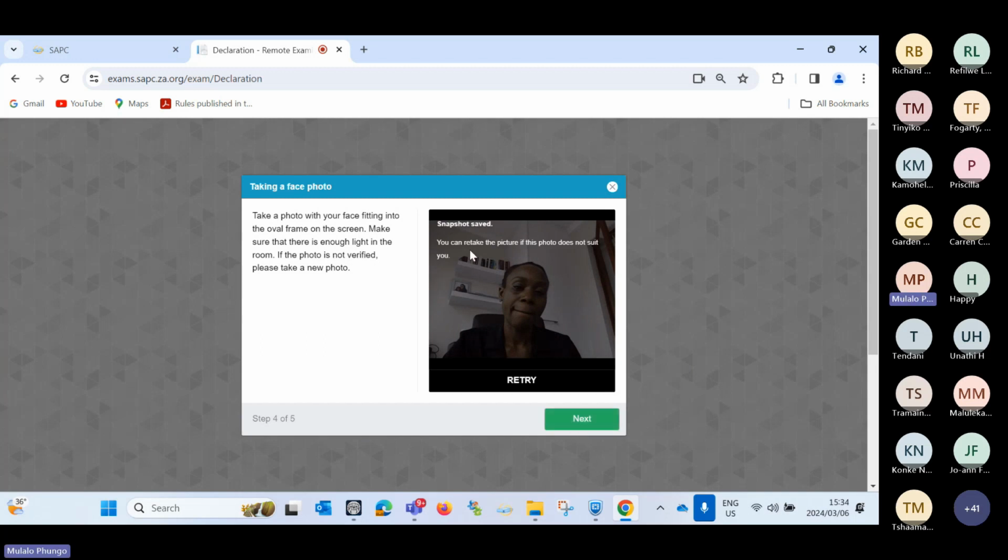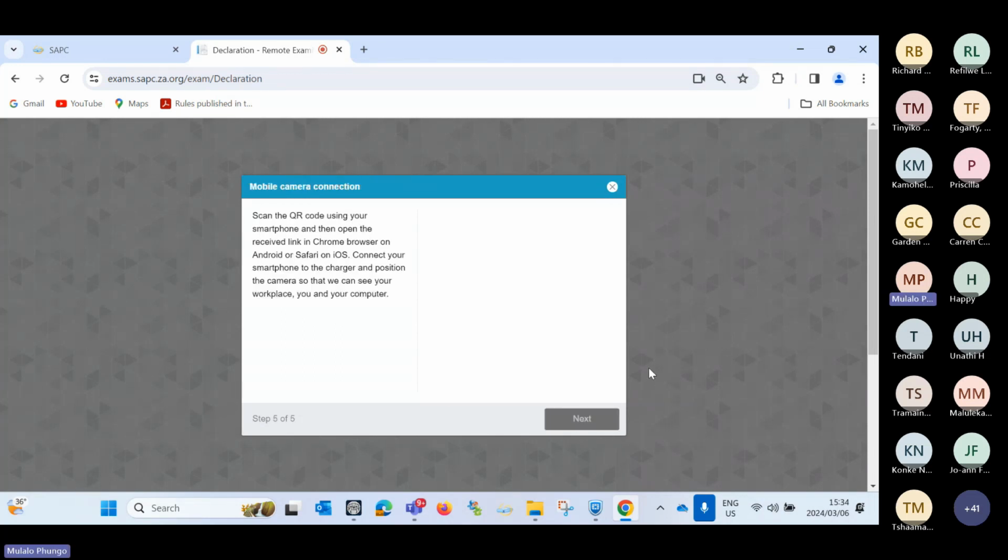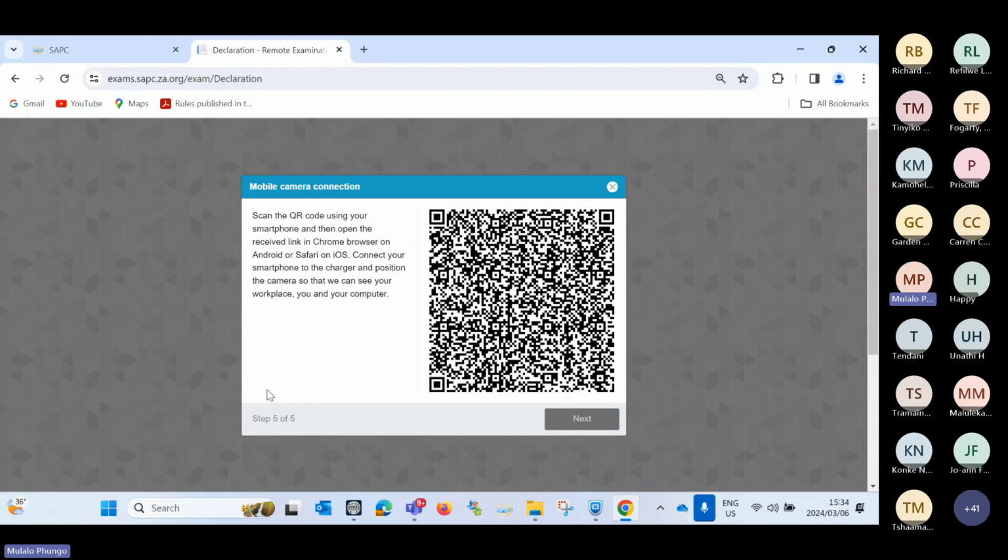It goes green. It says you can retake the picture if you don't like it, but if you've got time, you can do that, but I just really want to get to the exam. So I click next. And then it tells me the QR code that Dr. Fogarty was referring to, it comes back all the time. So this speaks to having an Android or Apple phone, because those are compatible. And you need to make sure that if you don't have one, you can borrow one for the purposes of the exam, because otherwise this is yet another stumbling block.